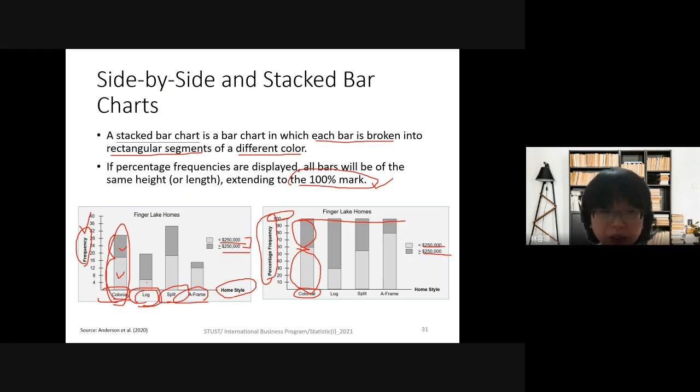Its frequency that is less than 215,000 is relatively less than the one larger than 250,000. So by the percentage frequency, you will find this part seems larger than this part. You can express them by the percentage frequency or by the frequency. But if you present them by the percentage frequency, the final total is 100 for each one.